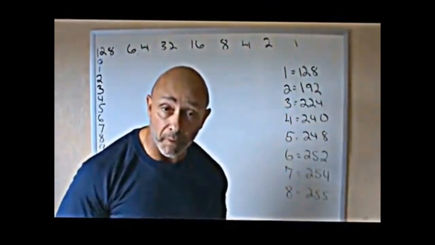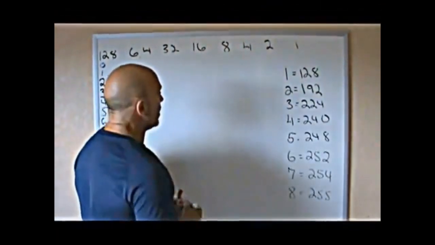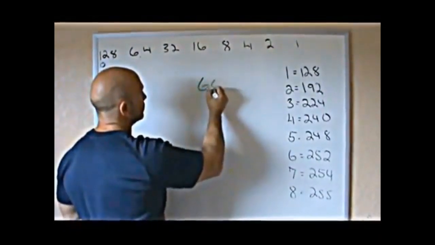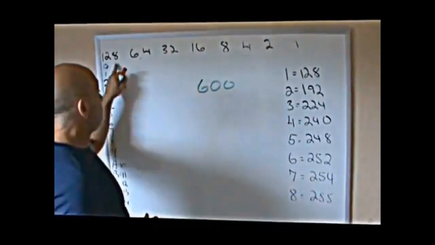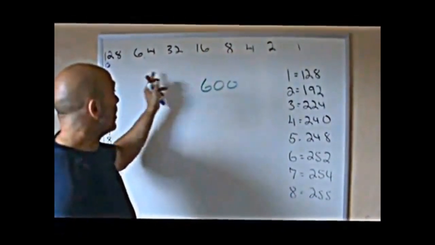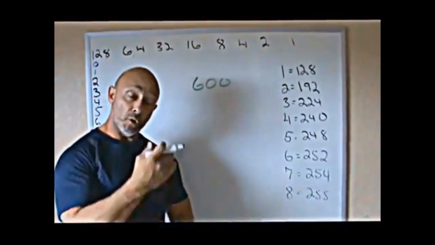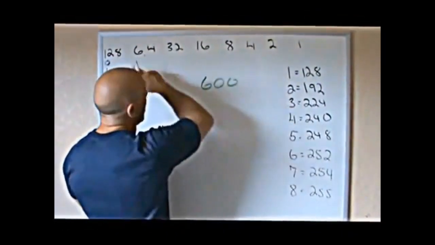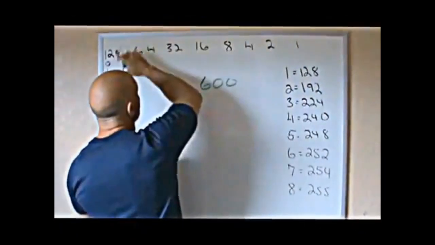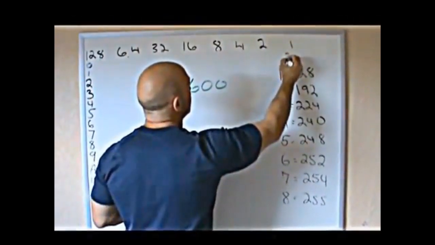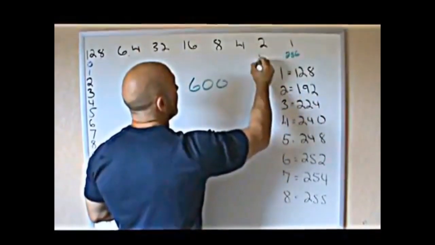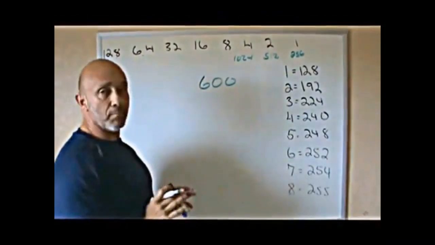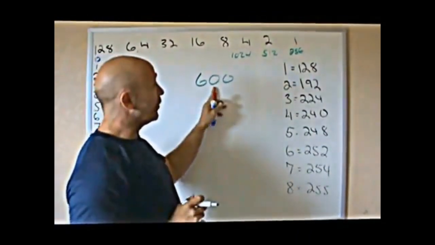What if you have a bigger number? Let's say you have a number like 600. Well, you stopped at 128. Even if you add all these on, you're only going to get to 255. So you've got to keep going. After 128, you get 256, then 512, then 1024. Oh, that's too much, because I'm trying to look for 600.